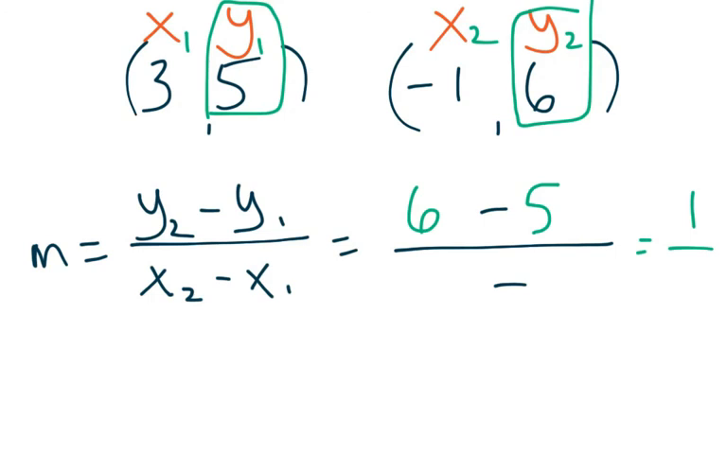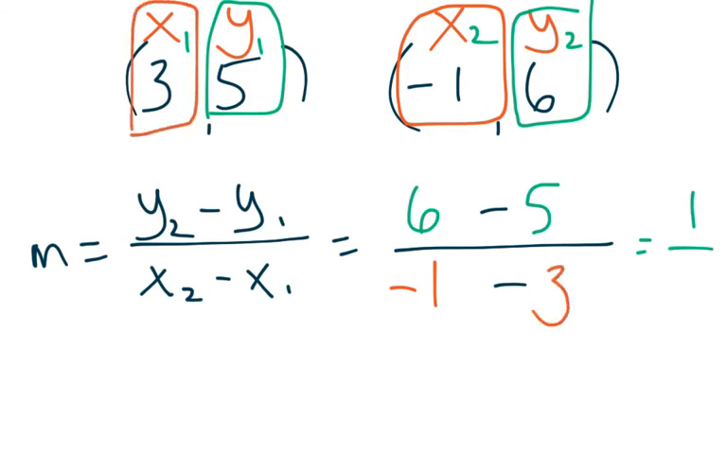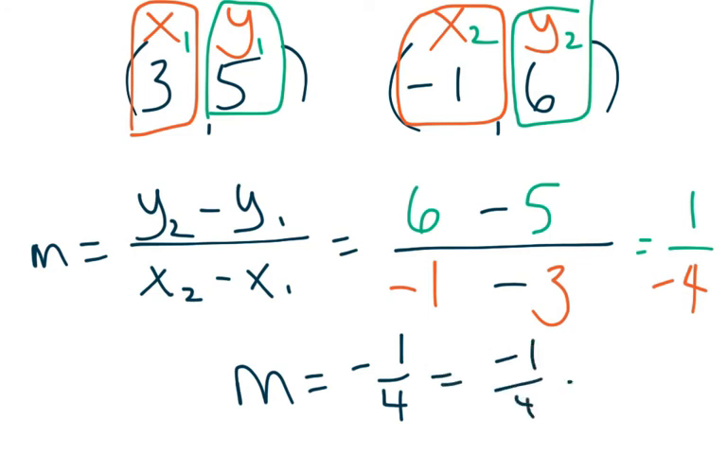Now we're going to do the x's. So we're looking for x2, which is -1. And we need an x1, which is 3. And if you put -1 minus 3 in your calculator, it'll give you -4. And that is our slope, -1/4. So I'm going to write it down here. The slope is -1/4. And don't forget, you can put that negative out front, you can put it with the 1, you can put it with the 4. It does not change anything. The slope is negative 1/4.